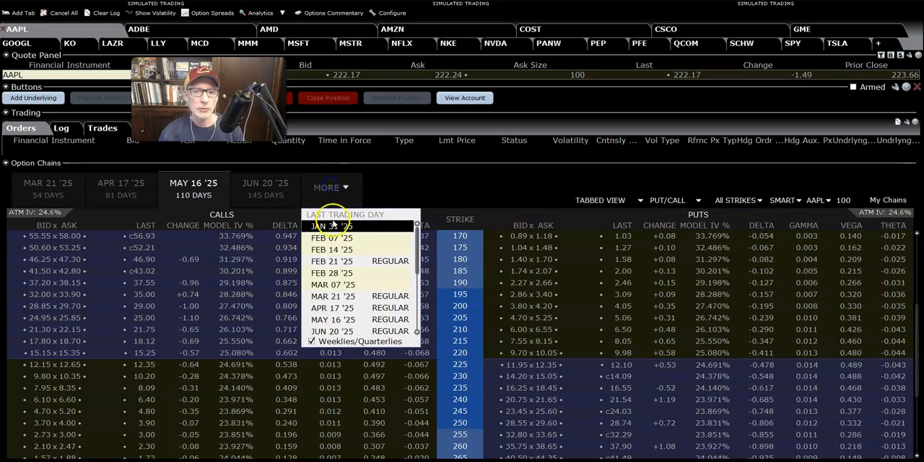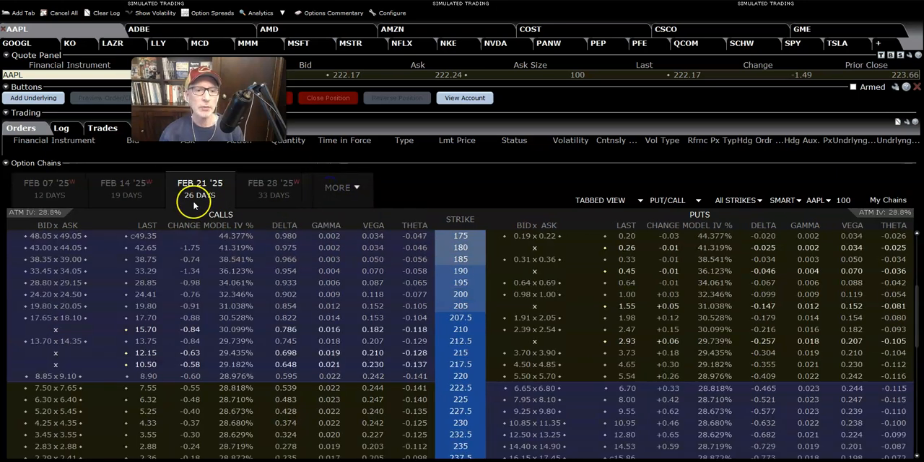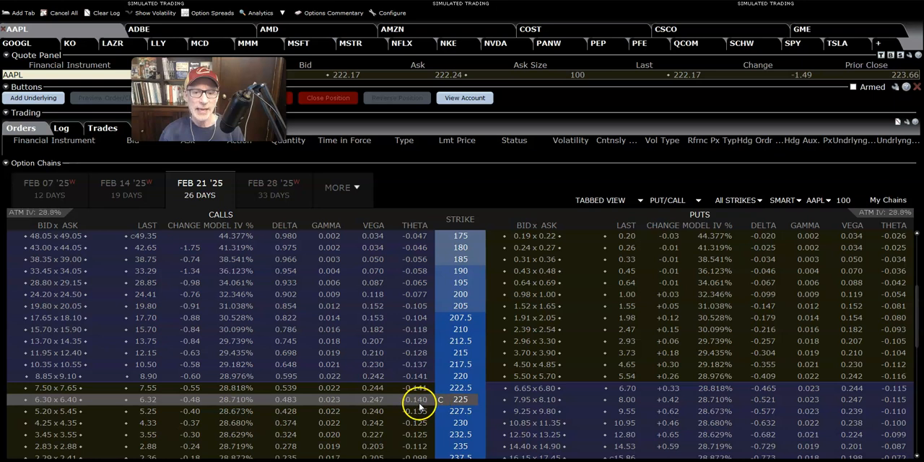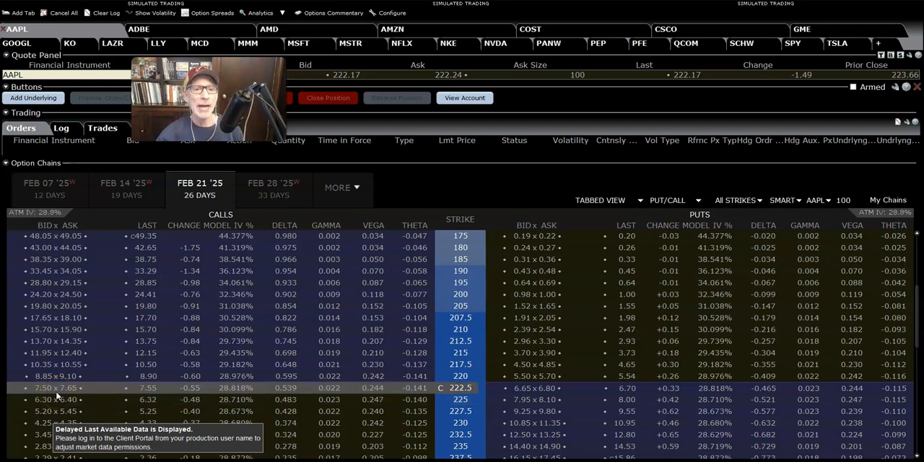Now, the closer you get to expiration, let's look at these February 21s, the 225 calls have a theta of 14 cents. That means if you bought it today at $6.35, tomorrow it's going to be worth $6.21. So as an option buyer, that's one thing that you're fighting, what's called time decay. Just because you bought the option and you flip the calendar the next day, you're losing money regardless of what happens. So you have to take that into consideration.